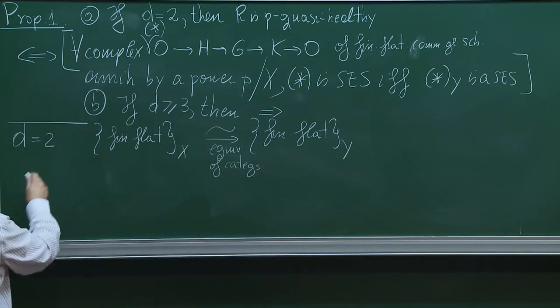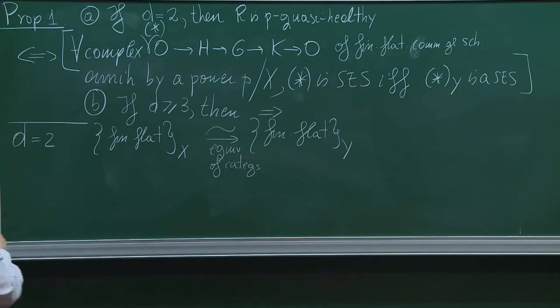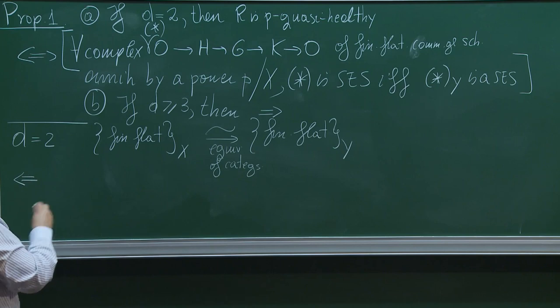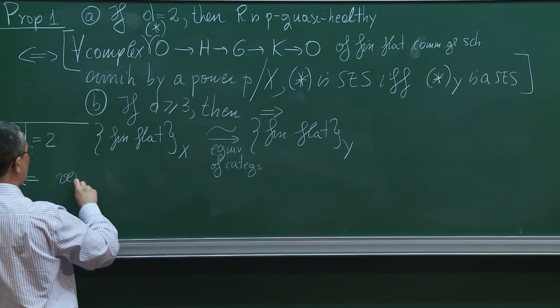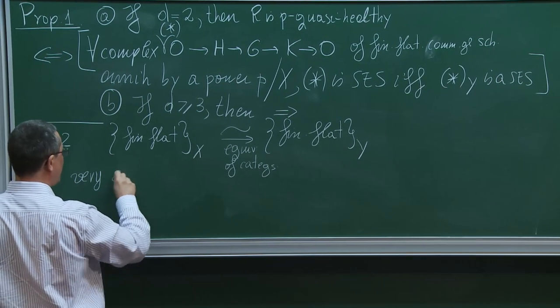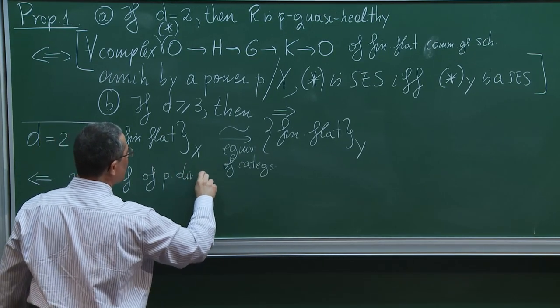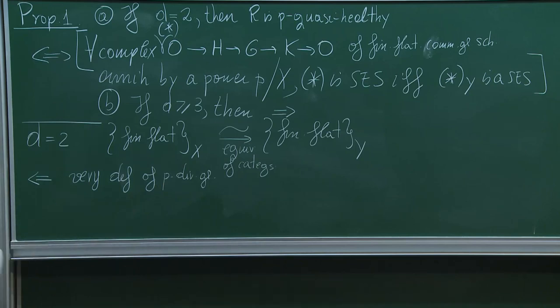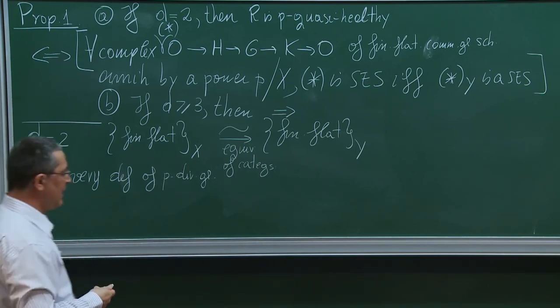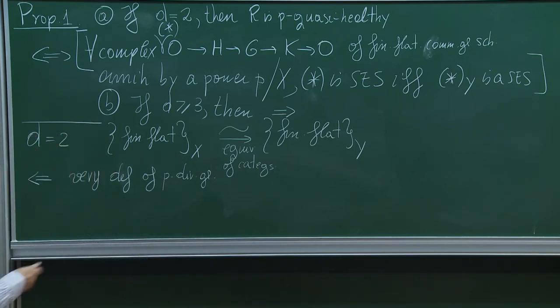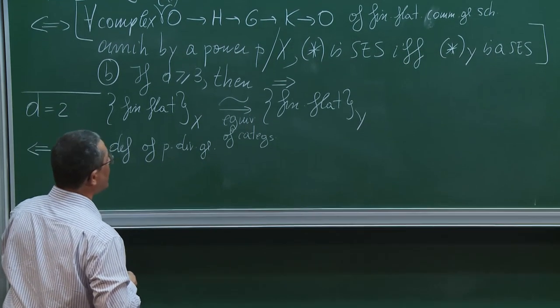And therefore, for d equal to 2, this implication is going to follow easily from the very definition of p-divisible groups, where we have an inductive system and some short exact sequences are supposed to be satisfied, to be indeed short exact sequences.